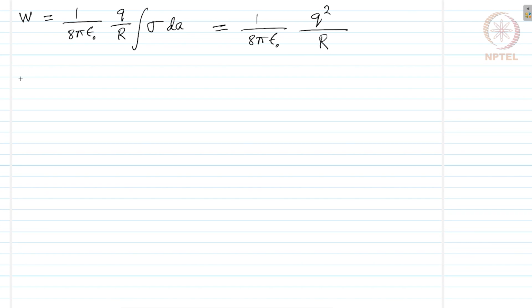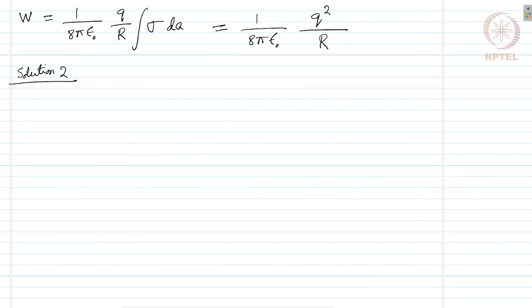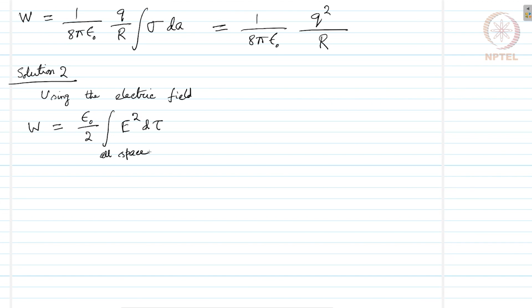Now, let us consider another way of solving this problem. We have talked about the electric field expression here. If we now find the electric field corresponding to the spherical shell and apply this expression to find out the energy, let us see what we find. Using the electric field, we can write down the work done equals epsilon naught over 2 E squared d tau, integration over all space. So, we have to find the electric field everywhere.